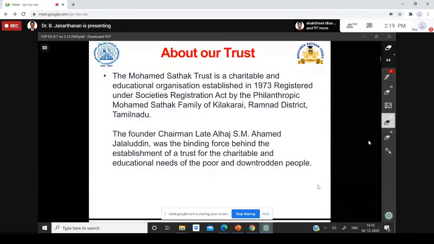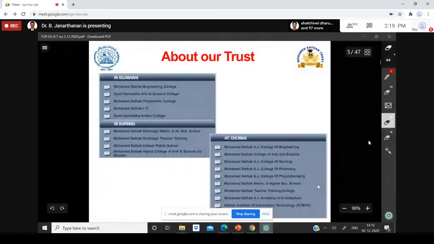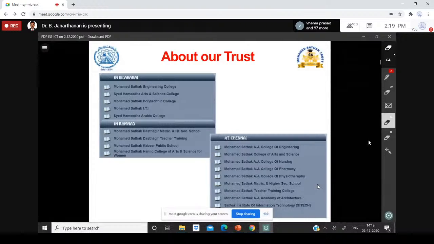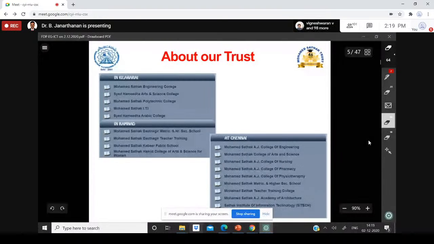So this is about our educational institutions under our trust. We have in Kelakarai these colleges. Mohamed Sathak Engineering College is at Kelakarai, and Arts and Science College. And we have a government aided Polytechnic College, an ITI, an Arabic College. Then in Ramanathapuram district, we have these educational institutions. And at Chennai, we have these many educational institutions.